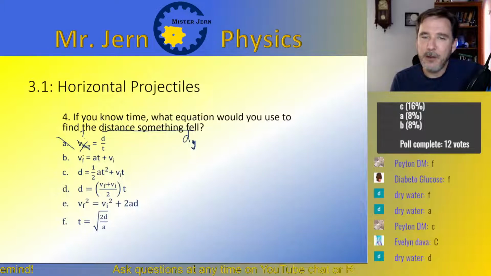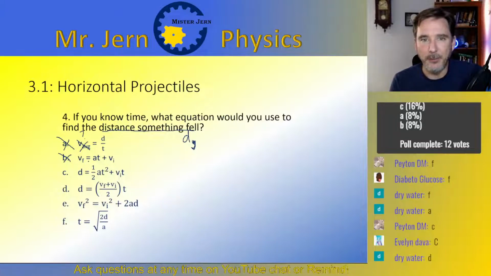We could figure out VF, so we wouldn't use this one because we could figure out VF. We could figure out how fast it's falling at the end, but we don't know it. And honestly, we would need a little more information because we don't know what this is. All right, it's supposed to be a question mark.